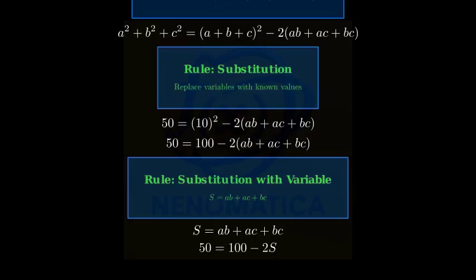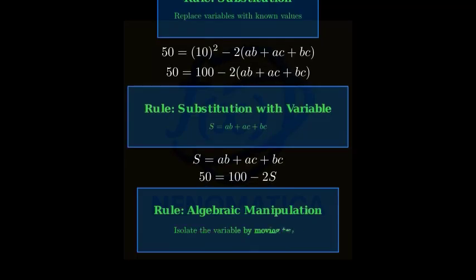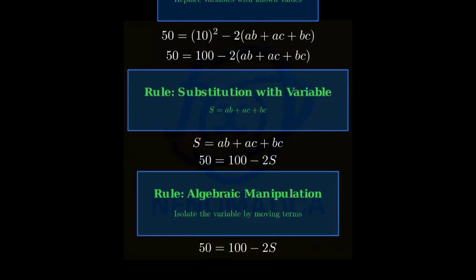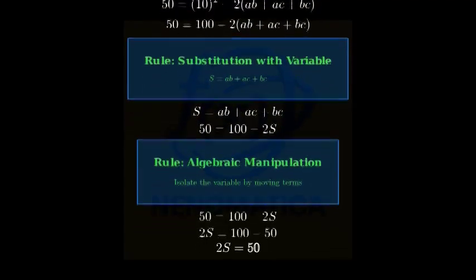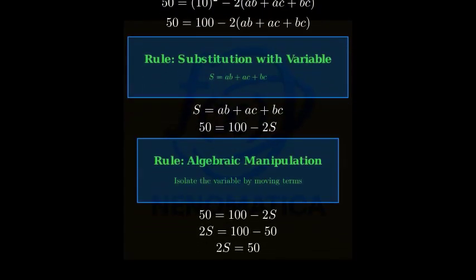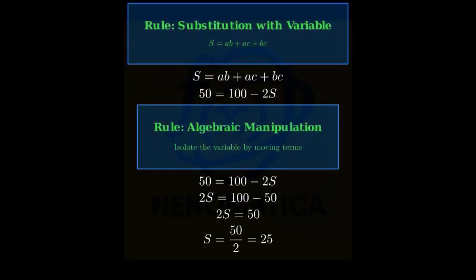Now, let's solve for S. We have 50 equals 100 minus 2S. Let's move terms around to isolate S. We get 2S equals 100 minus 50, which is 50. Dividing both sides by 2, we find that S equals 25.